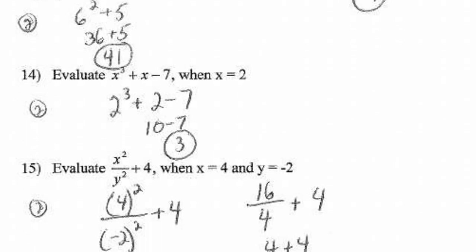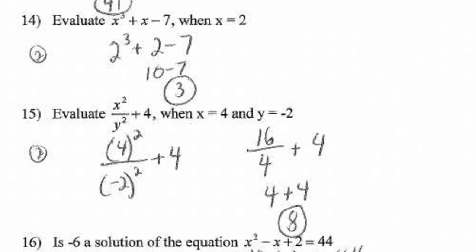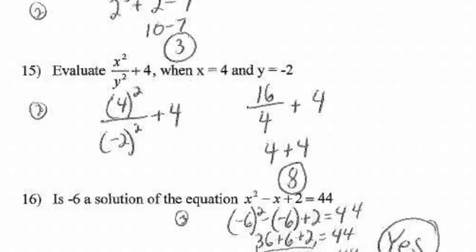14, I had a lot of people that thought that 2 to the third power, 2 times 2 times 2, which is really 8, not 6. I had a number of people that wrote down 6. So realize that 2 cubed is 8, then 8 plus 2, that's where the 10 comes from, and finally -7, final answer is 3. Okay?